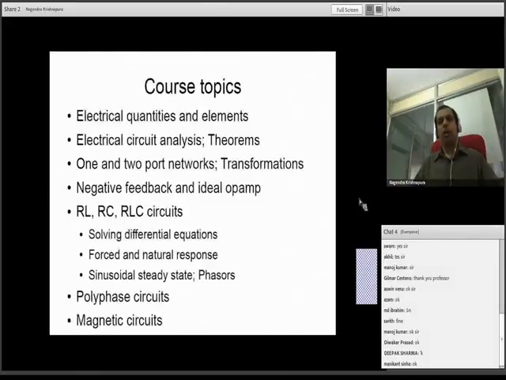Now, what are the topics that we will go through? First, we will have a discussion on electrical quantities and elements. Some of you would be already familiar with this. I think all of you will have some notion of what a voltage is, what a current is, what a resistor is, and so on.